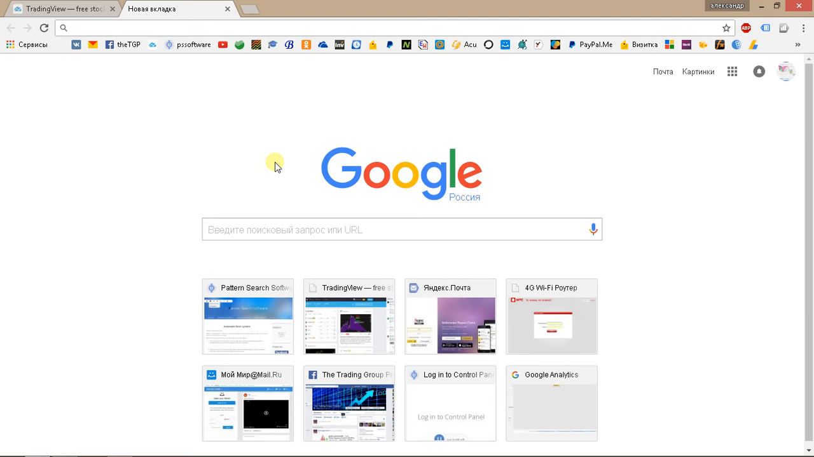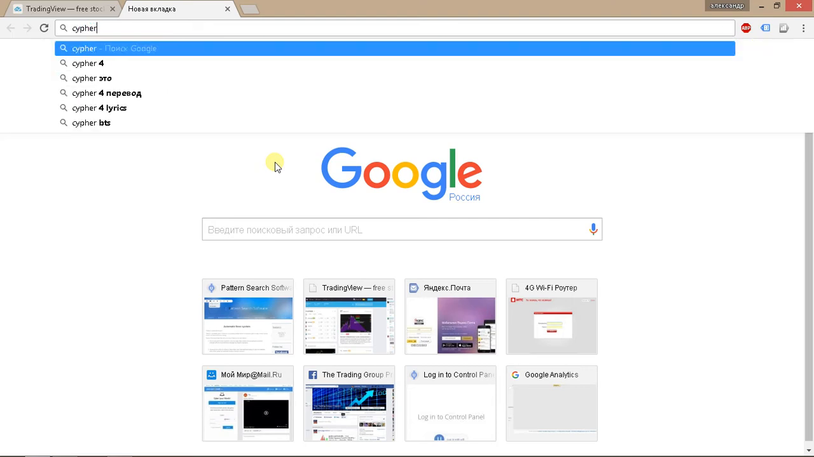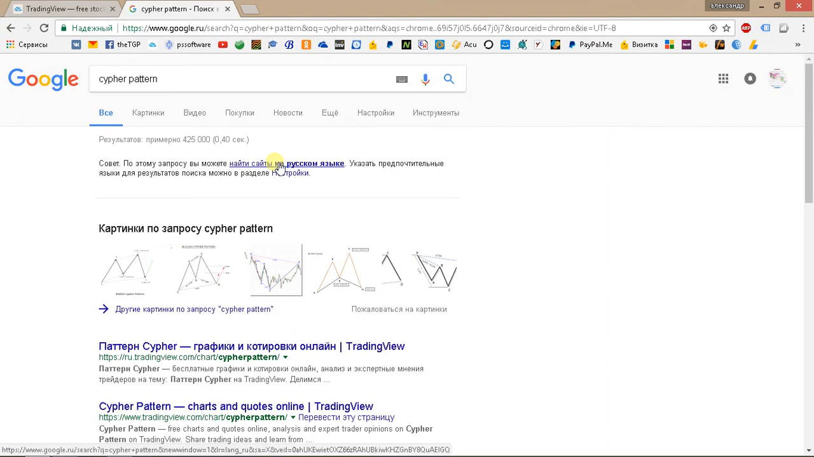So for now, after this opening, you maybe have no doubts in my authority that I know the cipher pattern rules. Well, let's go on the internet and type the query for cipher pattern. Okay, cipher pattern. And we have some pictures. I like those pictures because they provide compressed information about that.